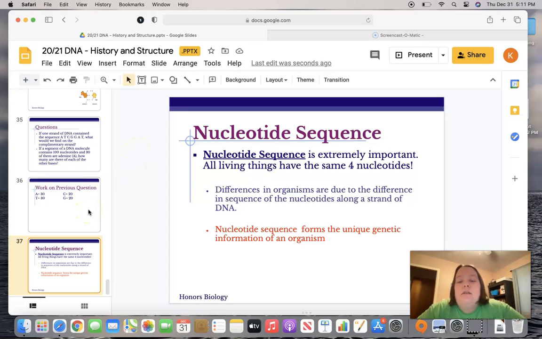And our nucleotide sequence, or our sequence of bases that we have in DNA, these are very, very important because these are going to be what causes and contributes to our genes. Our specific bases and the order that they fall in make up our genes, and our genes make our proteins, and our proteins give us traits. So these are going to be very, very important in determining the traits of an organism.